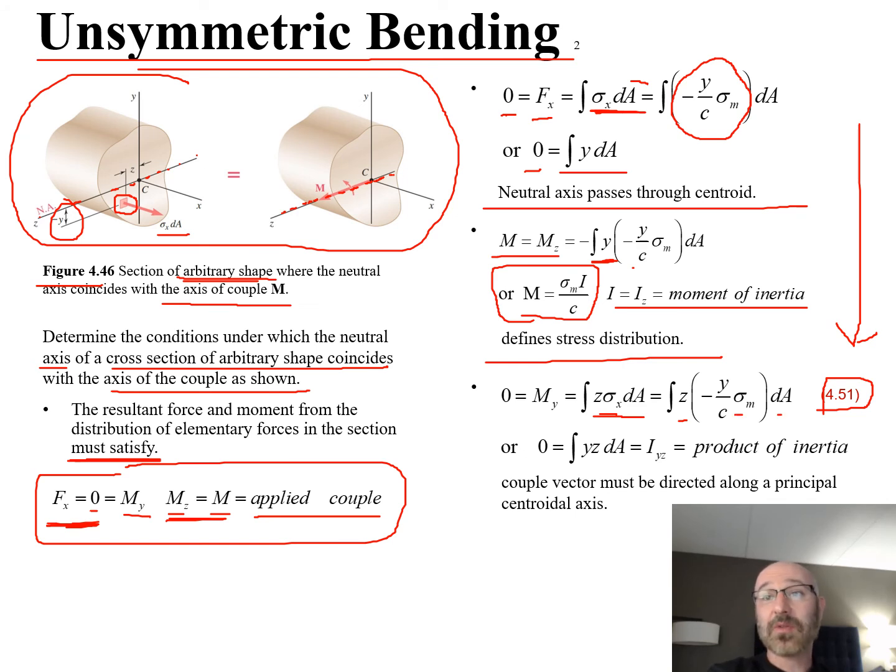Or right there, we can put this down with our moment of inertia equation relationship right there. 0 is equal to the integral of yz dA, which is equal to our I sub yz, or our product of inertia right there. This is a couple vector and must be directed along the principal centroidal axis.